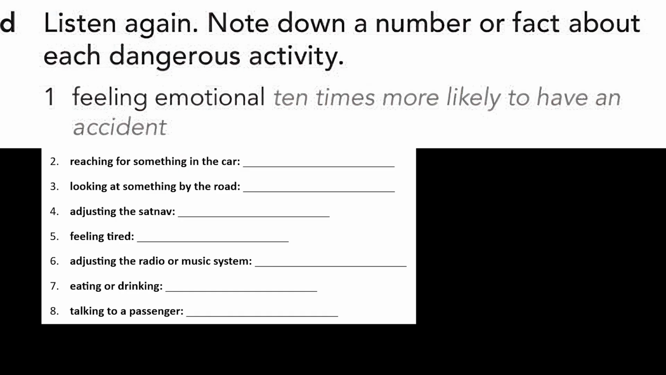What did you find most interesting? I think for me the most interesting thing is that some of these things don't seem very dangerous, and good drivers often do them. But the research shows that they are. So next time you get in your car to drive somewhere, think about what you're doing. And always, always keep your eyes on the road.